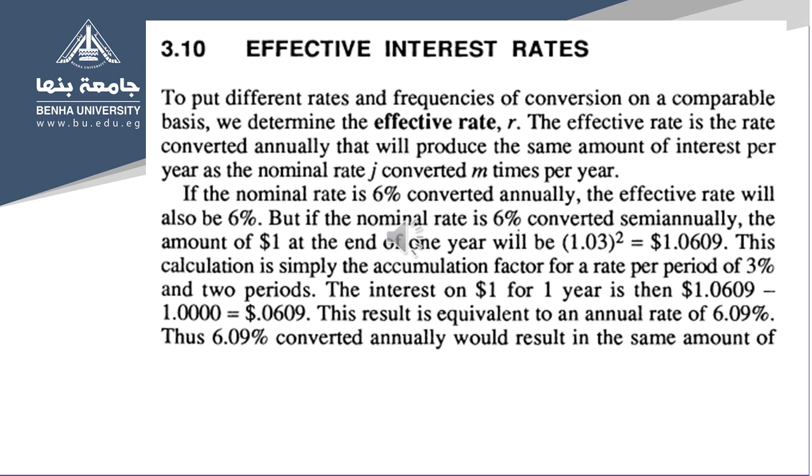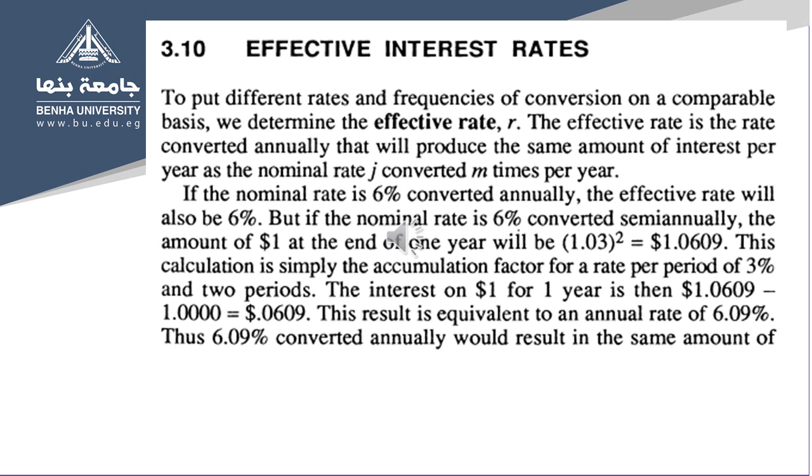The effective rate, as we stated in the previous lecture about interest rate R, about bank discount small d, this is R in compound interest, the effective rate. The effective rate is the rate converted annually that will produce the same amount of interest per year as the nominal rate J converted m times per year. If the nominal rate is 6% converted annually, the effective rate will also be 6%.